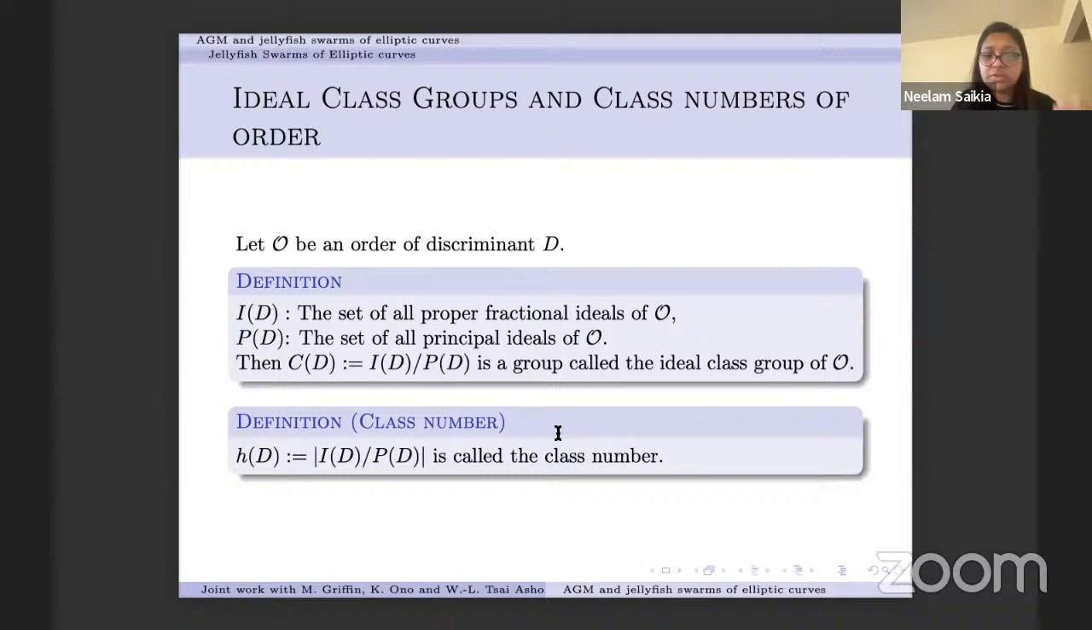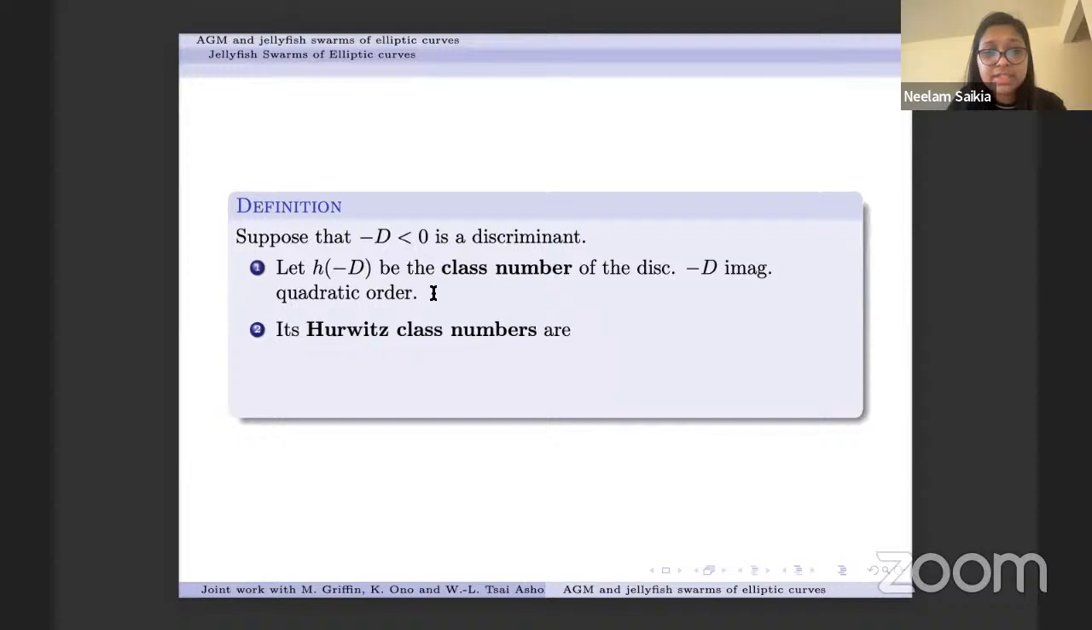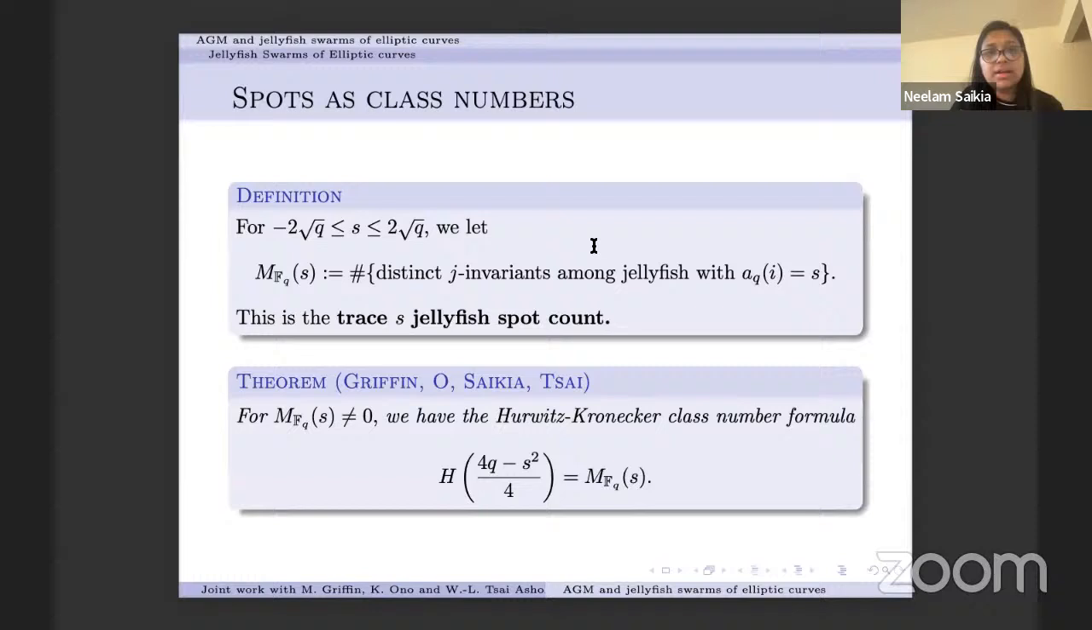Here is a more general class number called the Hurwitz class number, which is given by a sum of class numbers. If O is an order of discriminant negative D, then the sum is over all the intermediate orders; this is called the Hurwitz class number. We count the number of different elliptic curves by this class number. If M_S denotes the number of distinct j-invariants among the jellyfish, then the number of different j-invariants that appear in the jellyfish swarm is given by this class number.